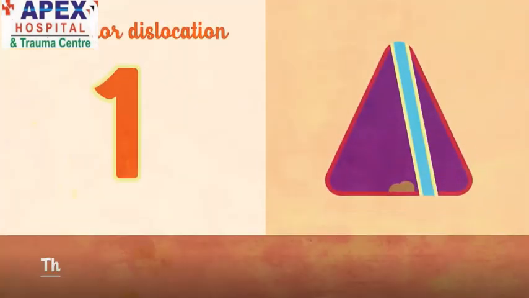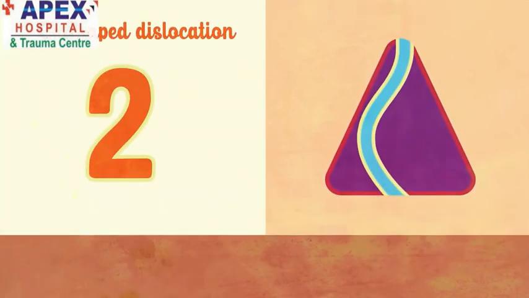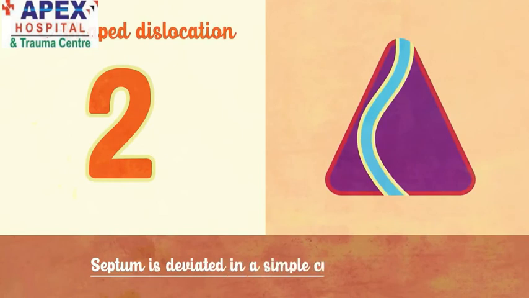Types of DNS. 1. Anterior dislocation. The nasal septum is dislocated in one of the nasal chambers. 2. C-shaped dislocation. Septum is deviated in a simple curve to side. Compensatory hypertrophy of turbinate occurs on the other side.